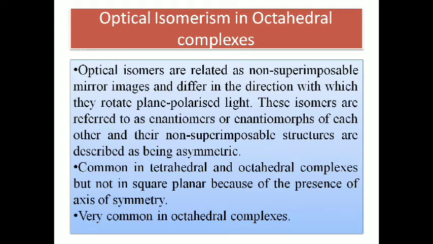These isomers are referred to as enantiomers because enantiomers are related as non-superimposable mirror images, and when plane polarized light is passed through that solution, it shows a certain direction. Hence, it is called what? Enantiomer. And their non-superimposable structures are described as asymmetry.